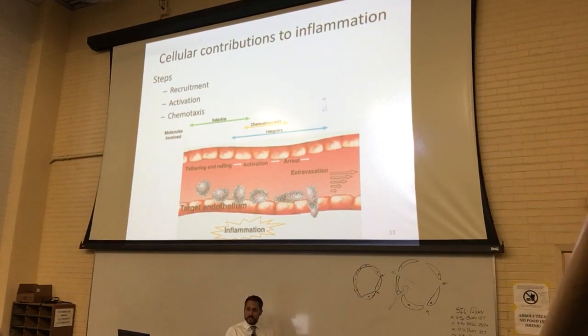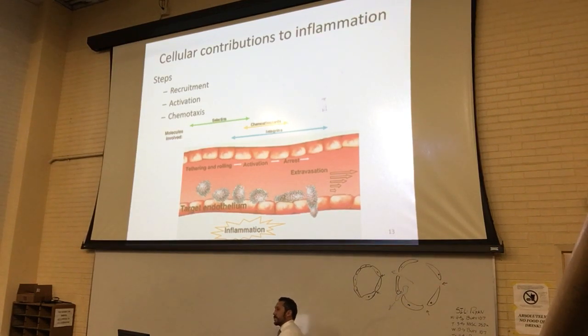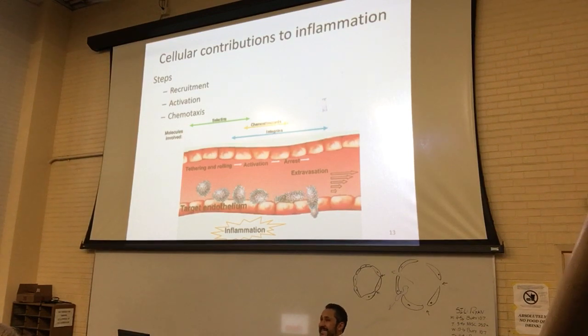First, we've got to recruit the cells to the area. Then we need to activate them. And then they need to chemotax right to the location where they're going to be best utilized. Okay, so we've got a couple of molecules that we need to hear about. We've got selectins. Selectins are important in making that inner lining sticky or tacky.